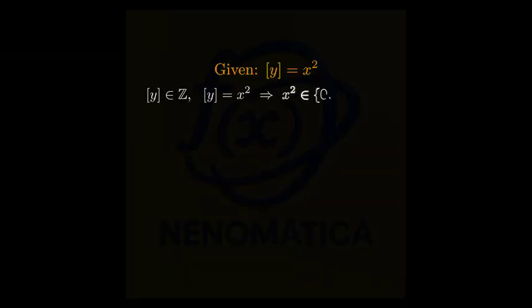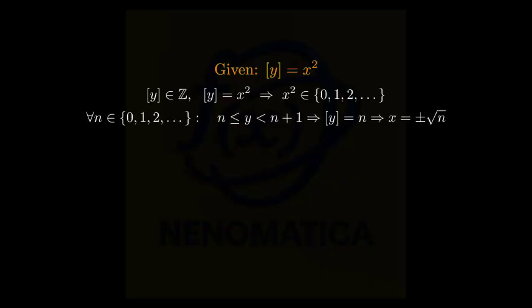The floor of y is always an integer. Since x squared equals floor of y, x squared must be a non-negative integer. In other words, for each whole number n greater than or equal to 0, when y is between n and n plus 1, the floor of y equals n, and x equals plus or minus the square root of n.